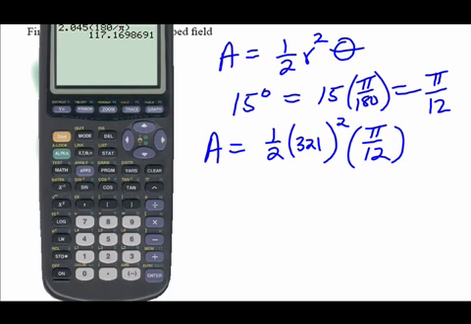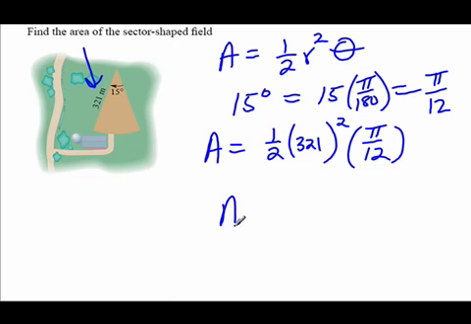Get the calculator. What is 0.5 times 321 squared times, and again, you can multiply by 1/12 and leave pi in the answer, or go ahead and convert pi to a decimal as well while you're doing all the computations. We'll just go ahead and throw in pi over 12, and we get 13,488 roughly.